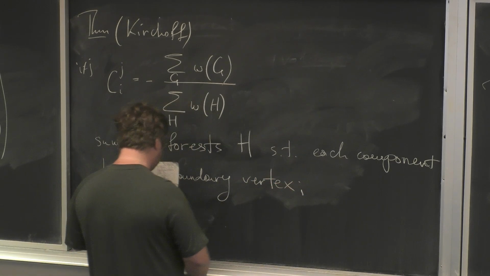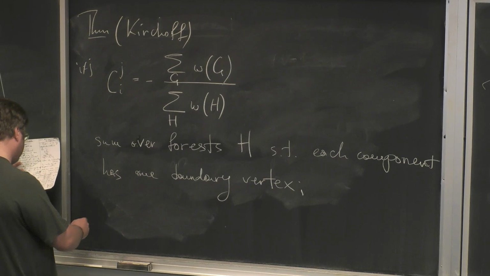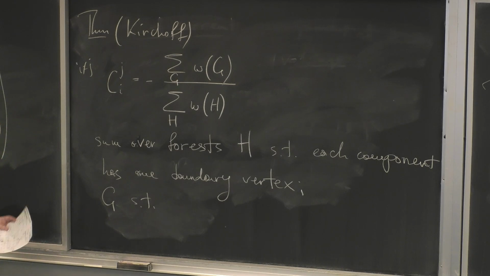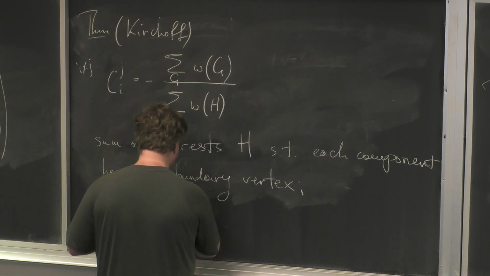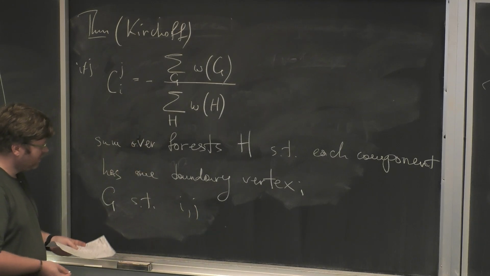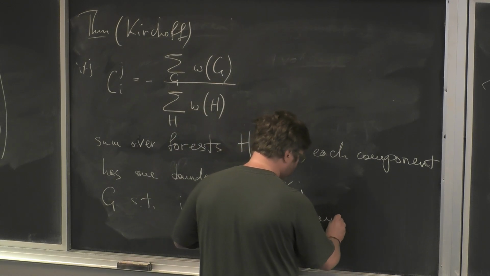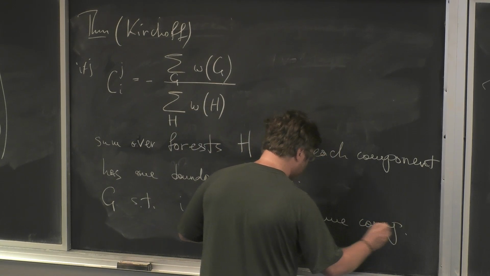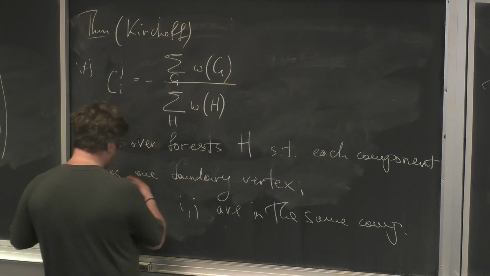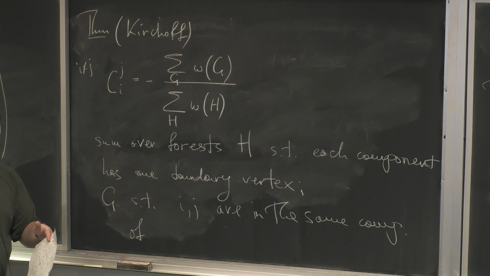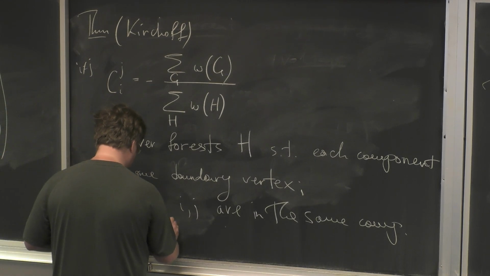And that's the denominator. The numerator is a sum over G, such that the only difference from those H's is that I and J, two boundary vertices, have to be in the same component of G, and all other boundary vertices have to be in different ones. So still forests, but I and J have to be in the same component, and all other boundary vertices still should have their own separate component of G.